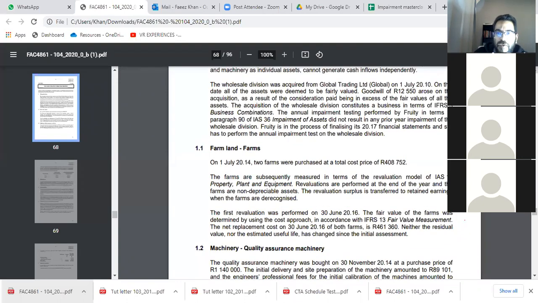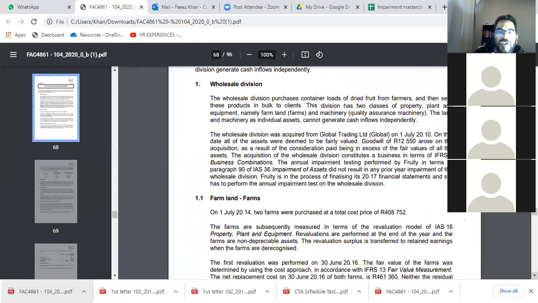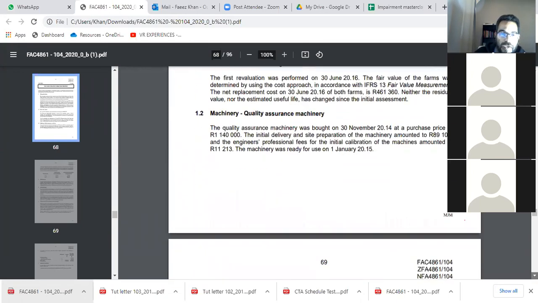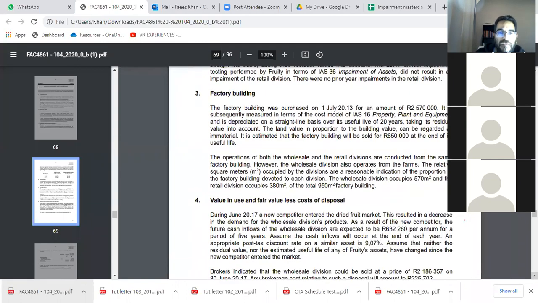In the paragraph before note 1.1, they told us goodwill is 12,550. Nothing in the retail division. We want to look at the factory building. Once again, we need the carrying value of the factory at 30th June 2017. In order to get that, we'll need cost price and accumulated depreciation.